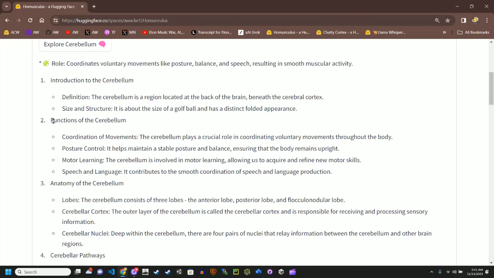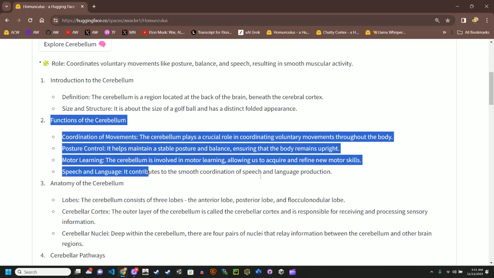2. Functions of the cerebellum. Coordination of movements: the cerebellum plays a crucial role in coordinating voluntary movements throughout the body. Posture control: it helps maintain a stable posture and balance, ensuring that the body remains upright. Motor learning: the cerebellum is involved in motor learning, allowing us to acquire and refine new motor skills.